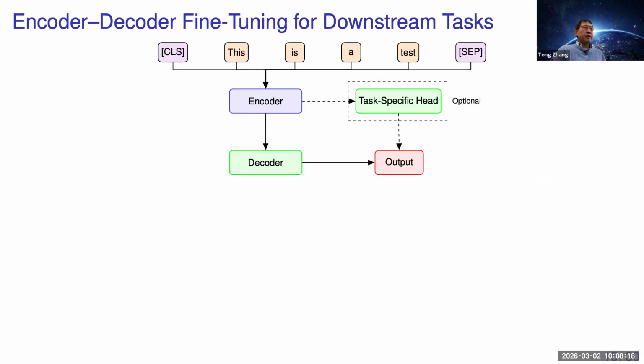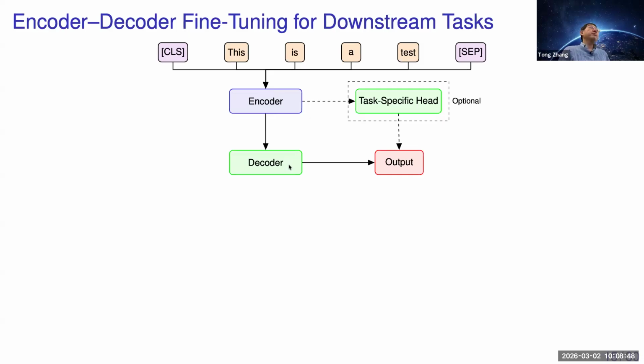Encoder-decoder, right? So for fine-tuning, it depends on what you want. You can use the encoder, or you can use the decoder. So this is actually pretty flexible. I can use the encoder and attach a classification head, just like how BERT is used, and I can discard the decoder. Or I can use the decoder and output.